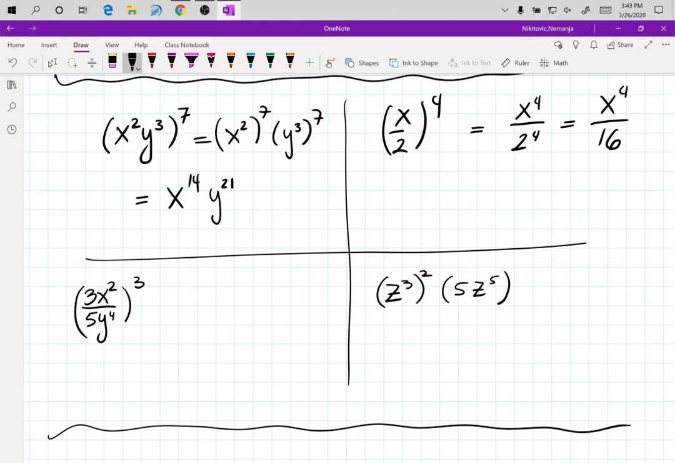All right, now the spicy ones, right? Well, they're spicier. First, we are going to have 3x squared get its own cube, and in the denominator 5y to the 4th is going to get its own cube.